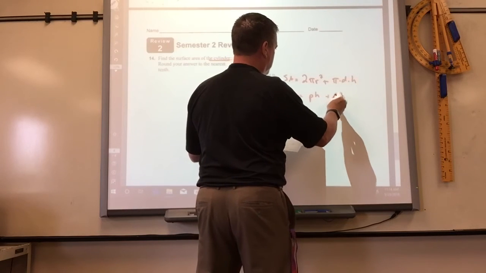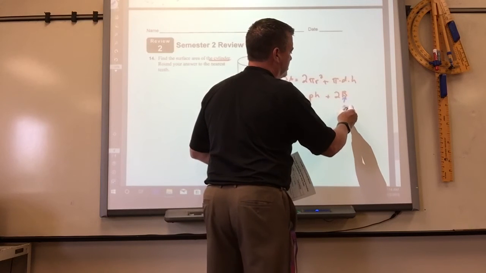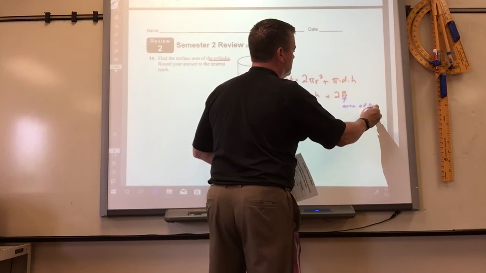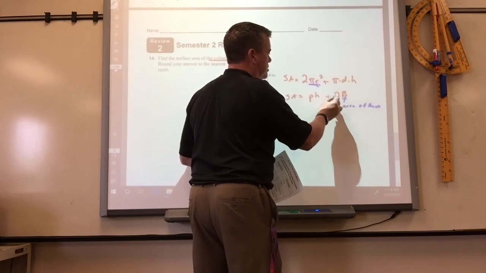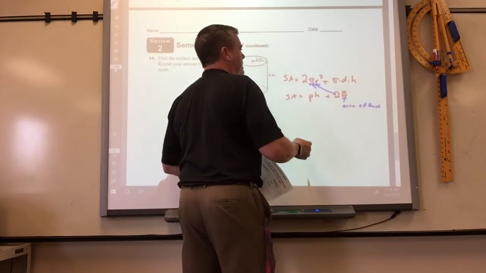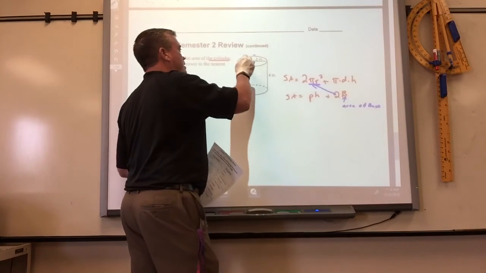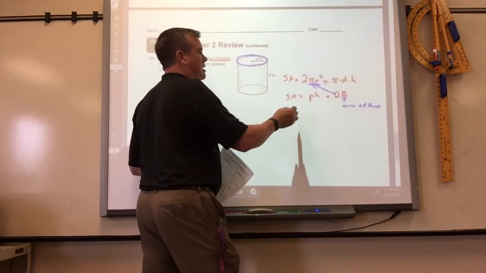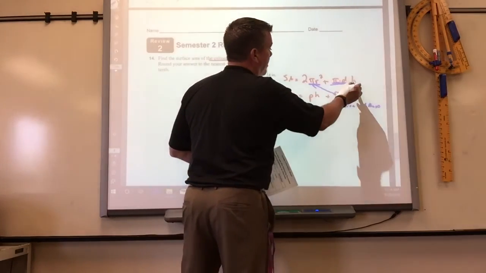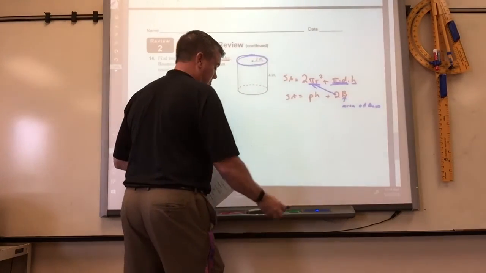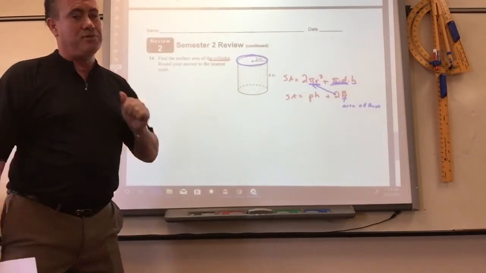pH plus 2B. Well, B is the area of the base, which is pi r squared, and then there's the 2. So these 2 are the equal part. So the perimeter in this case, P stands for perimeter. Perimeter of a circle is called the circumference. So that's why they put pi times diameter, and then times the height. So I'll maybe just put that one up on the board so you can decipher that.